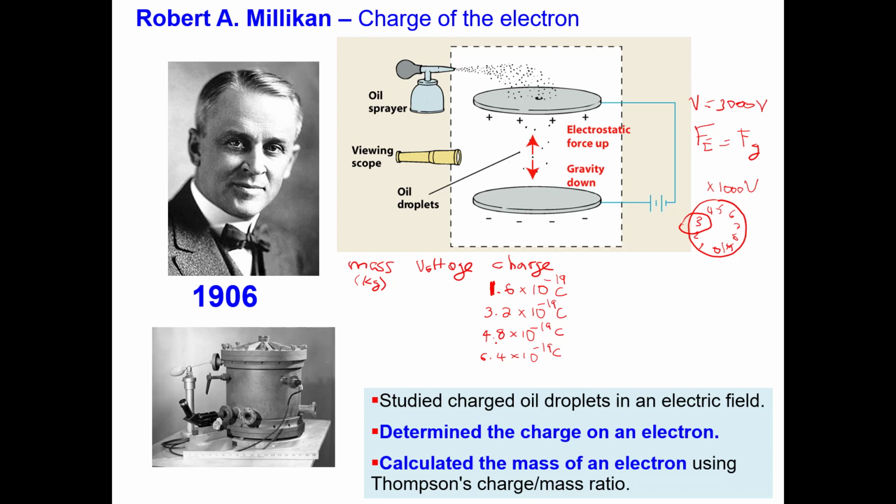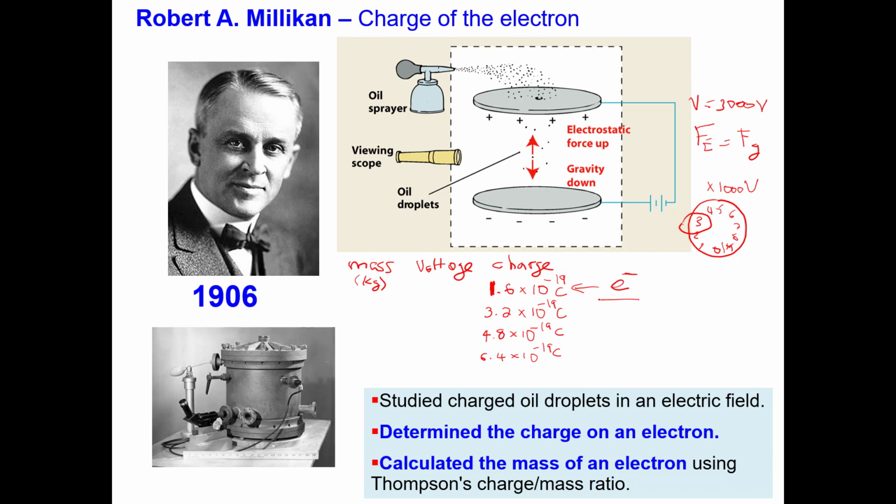Then what was his conclusion? He concluded this is the charge of the electron. This is the fundamental charge. This is the charge of the electron. And all the charges will be multiples of that number. Then through this experiment, he was able to calculate the charge of the electron.